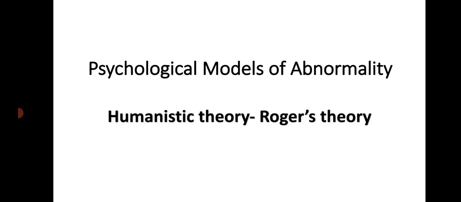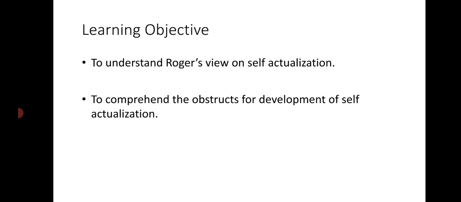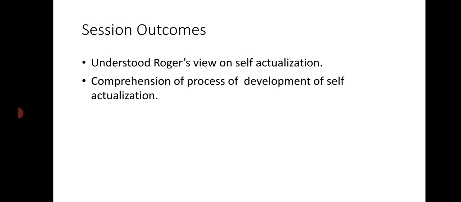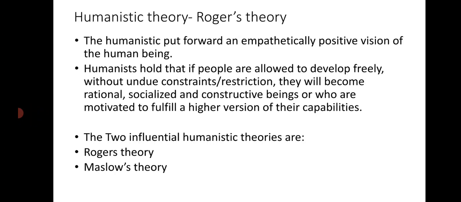Learning objectives. The learning objective of this session is to understand the fourth important model of abnormality, which is the humanistic model of abnormality, to understand Rogers' theory. Session outcomes: knowledge of the humanistic model of abnormality and comprehension of Rogers' theory of self actualization. Now, let us start our discussion about the humanistic model of abnormality.